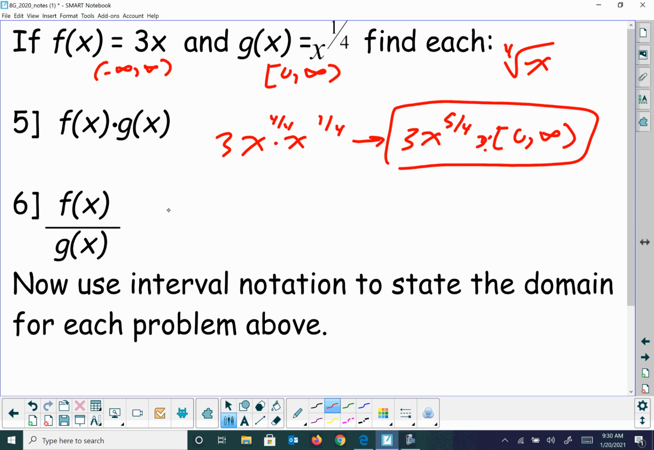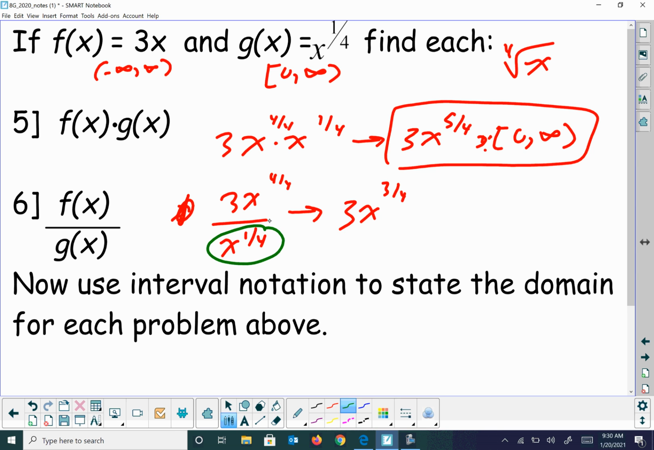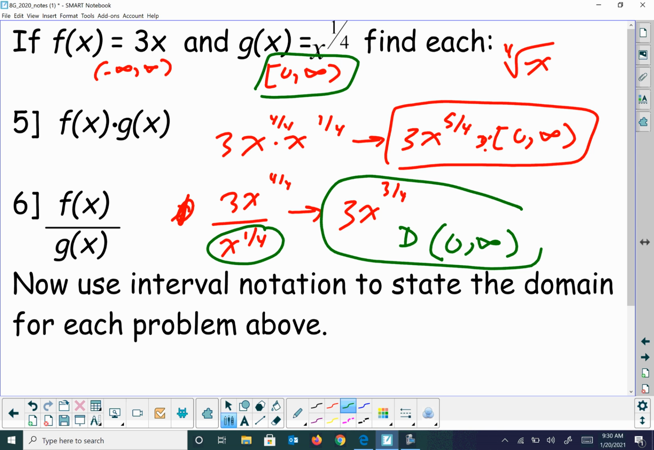Second one, when I divide the two, I have 3x over x to the 1/4, okay? So that's as far as I can go with this. Yes, I could reduce it. I could make that 4/4, and then it comes out to 3x to the 3/4 power. But remember, we had this, so that was restricted to this, but because I have a denominator, it's now going to have a rounded bracket at the 0 because that fell downstairs. And there's our answer for that one.